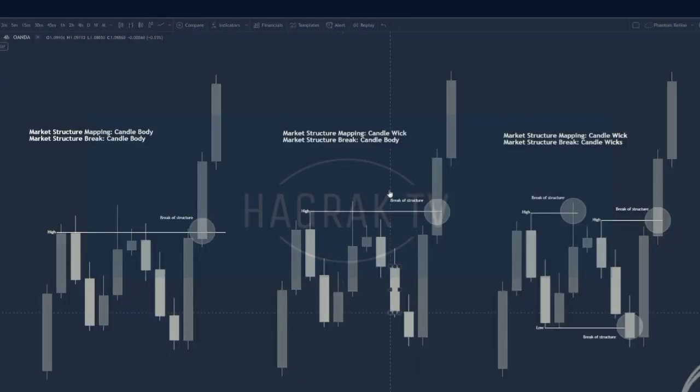Similarly to example number one, we've essentially swept the liquidity of the prior high and then traded back lower, and then price impulsively moves to the upside, breaks and closes above, which we denote as the true break of structure.